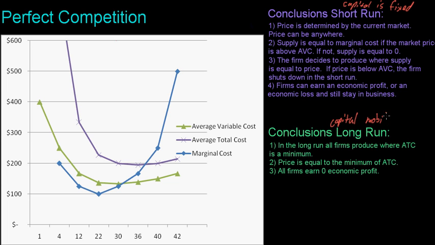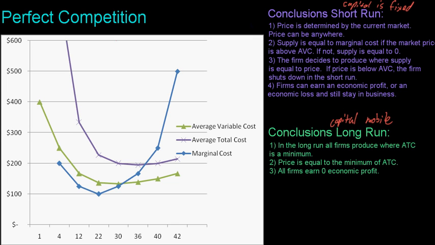And that's going to make a big difference in the conclusions, and you can already see, just by looking at them, there's a big difference. So I want to start off at point 1 for the short run and go down and explain why all of these are true. In the short run, price is determined by the current market, and prices can be anywhere.